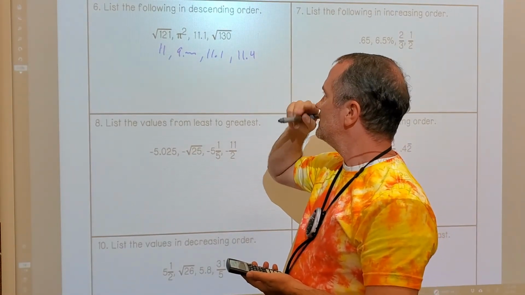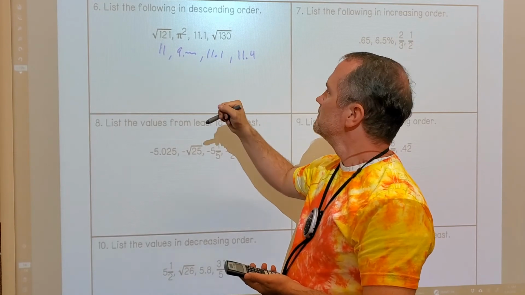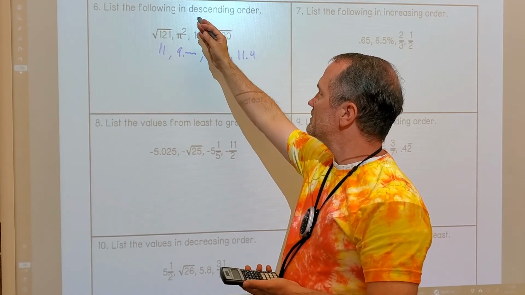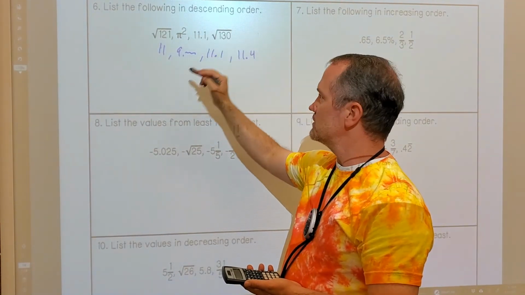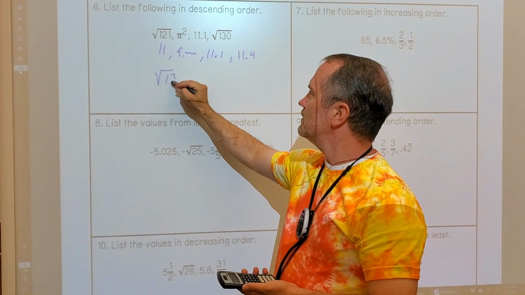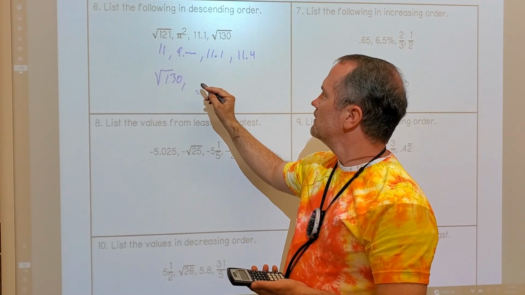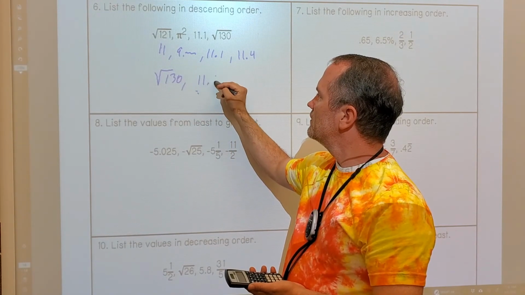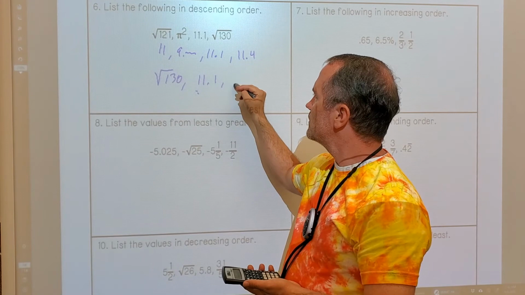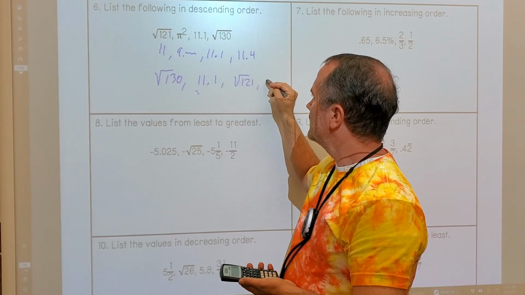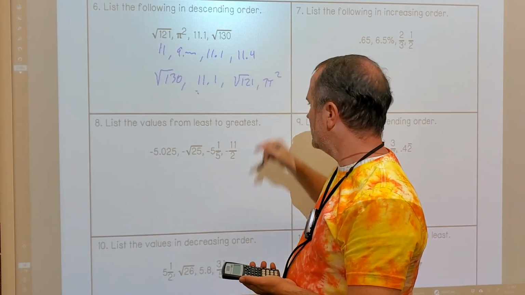Okay? Descending order. So that means descending order is the biggest to the smallest. So square root of 130, and then 11.1, and square root of 121, and pi squared.